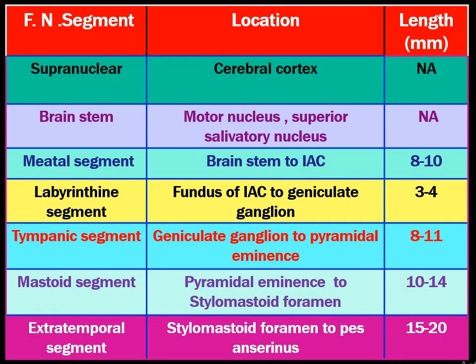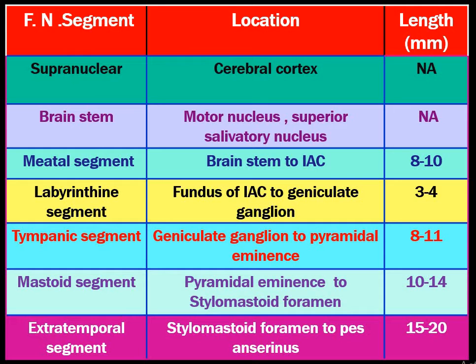Now we shall discuss the different facial nerve segments. The supranuclear segment lies in the cerebral cortex. In the brainstem, the motor nucleus and superior salivatory nucleus are present. The meatal segment extends from the brainstem to the internal auditory canal. It's around 8 to 10 millimeters in length.